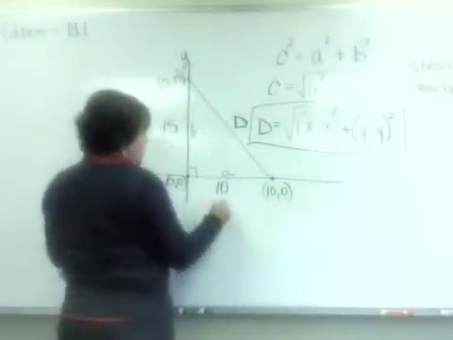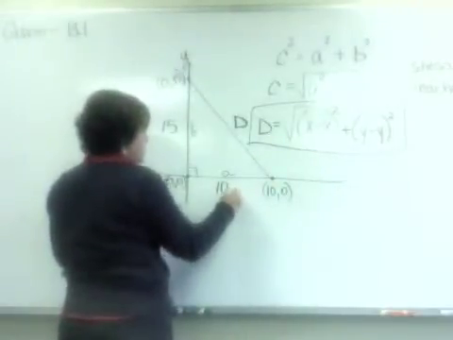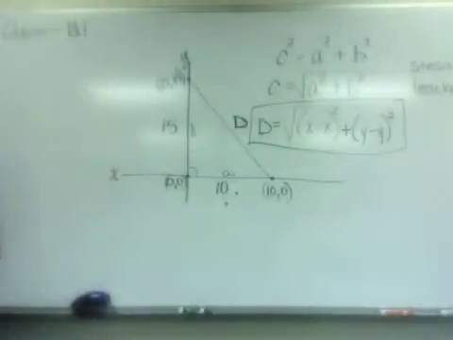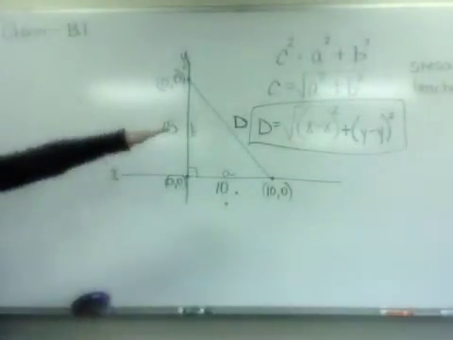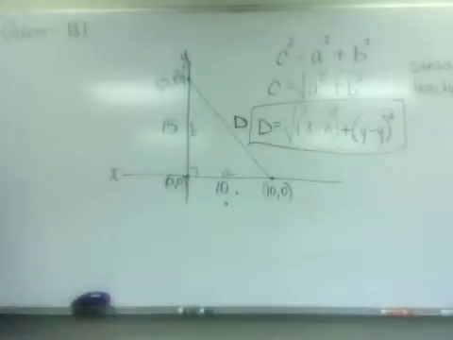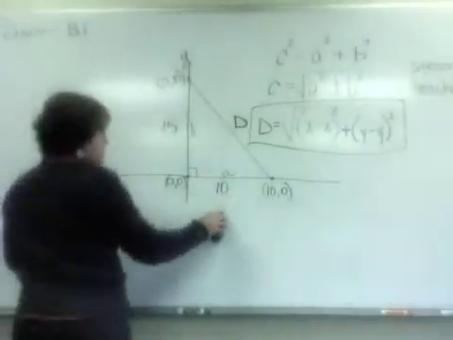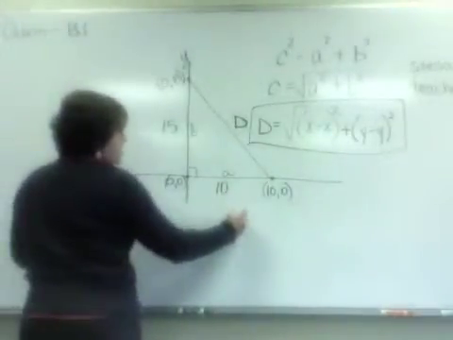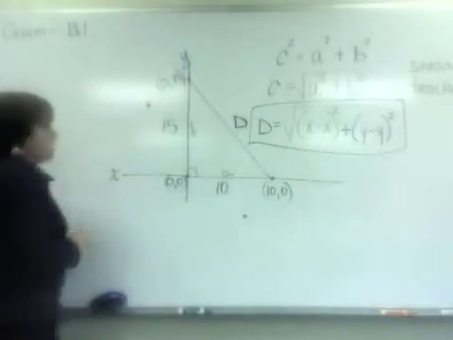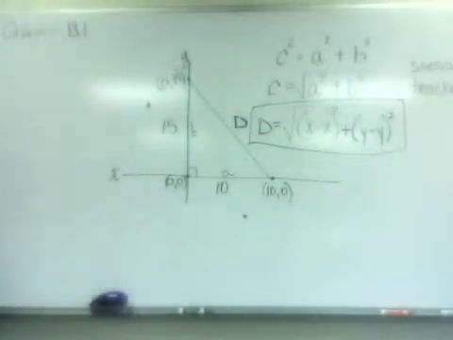If I drew a point here and here, I could find the distance between them by plugging the x and y coordinates into this formula. If I had points here and here, I could find the distance between those 2 points if I know their x and y coordinates.